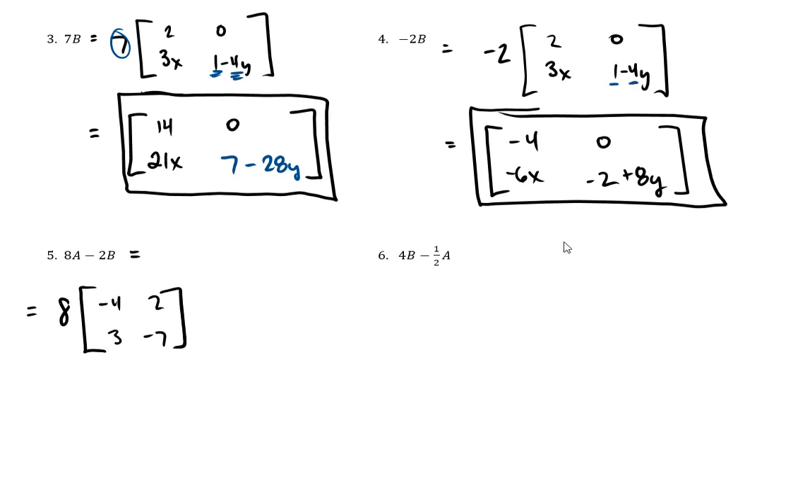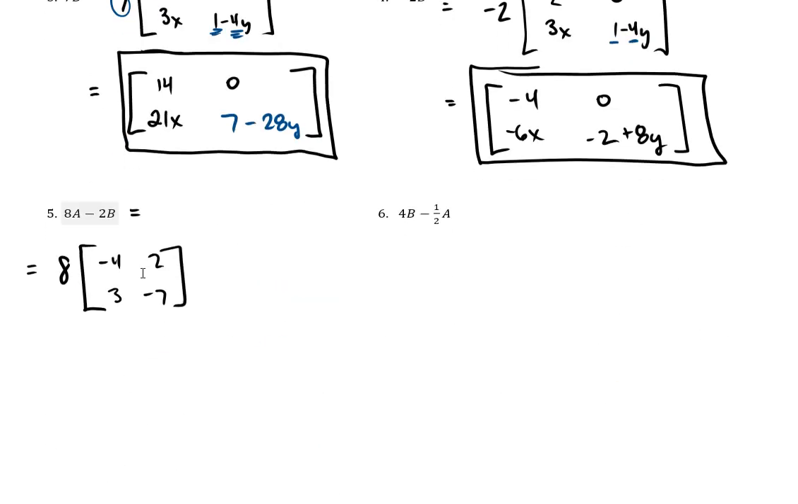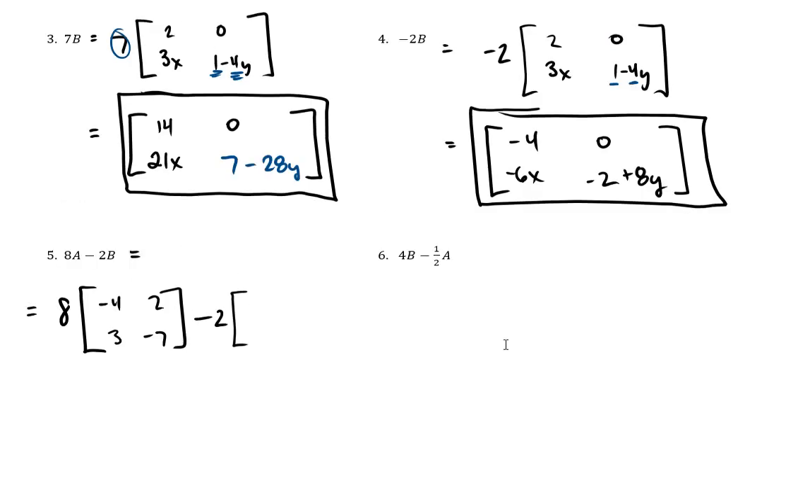And then 3 and negative 7. So just making sure, yep. Okay, and then minus 2, so minus 2, like that. And then let's write down B, make sure to write that down correctly. It's 2, 0, 3x, and 1 minus 4y. There it is. Okay, so there's our setup.